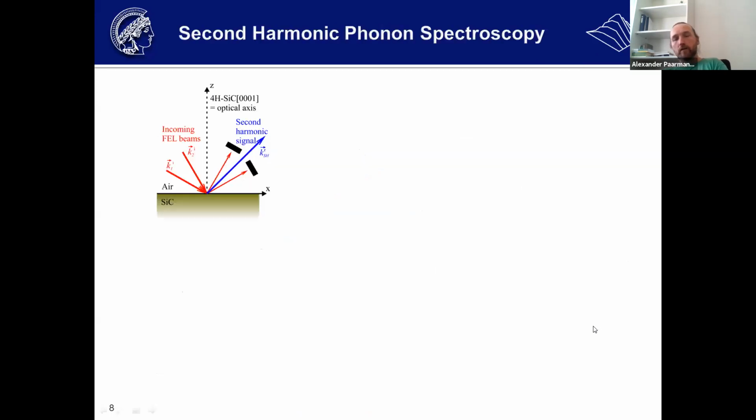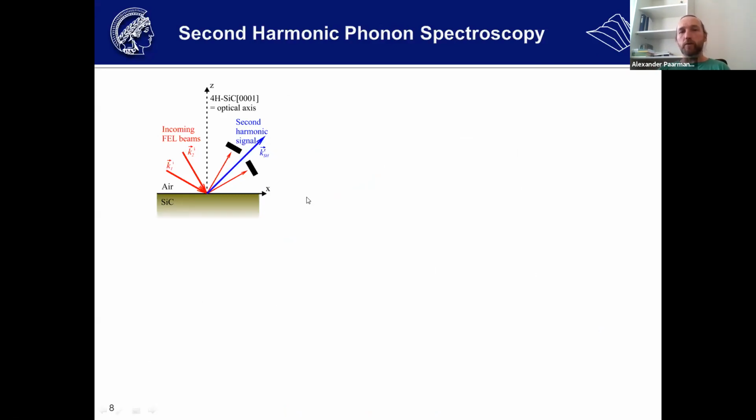Okay, and now in my talk, we'll discuss two techniques. For the most part, I'll focus on second harmonic spectroscopy, and I'll explain this now. Then at the end of the talk, I will discuss our recent endeavors in doing sum frequency instead of second harmonic, but let's stick with the second harmonic first.